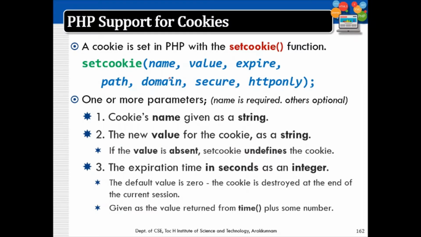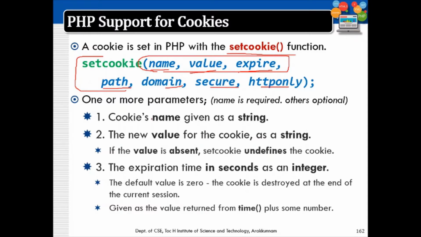Now we move on to how to create cookies. A cookie is set using the setcookie function in PHP. This is the format of the setcookie function. Three things are essential: the name, the value, and the time of expiry. All except the name are optional, but these three values are normally essential for any cookie: name, value, and expiry time. Then path, domain, secure, and HTTP only.